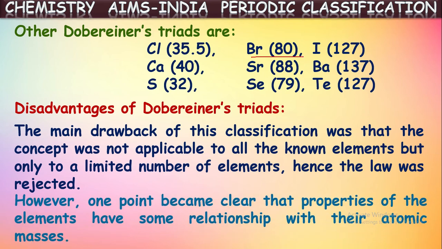Okay. However, one point became clear here. That is, the properties of the elements have some relationship with their atomic masses. So, by this classification of Dobereiner, people came to know some relation between the elements and their atomic masses. So that point became clear by Dobereiner's classification. Even though it failed, it has given that clarity. Okay. Next, scientists tried to study the elements based upon this relation.